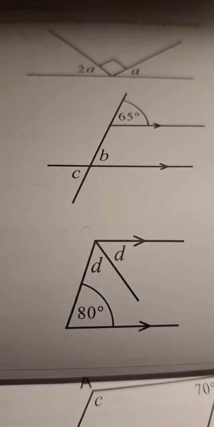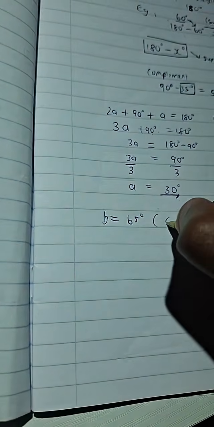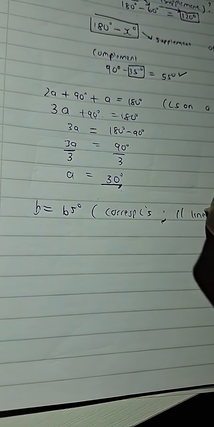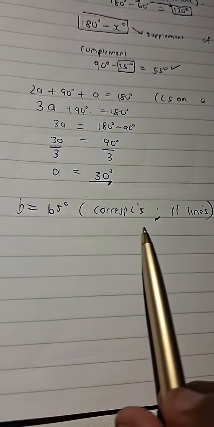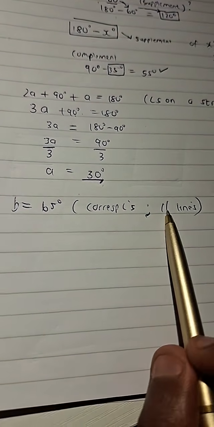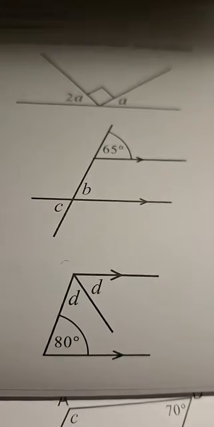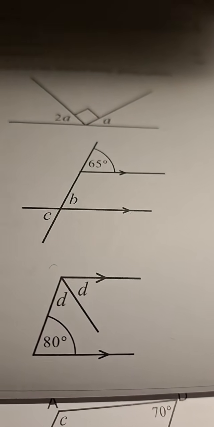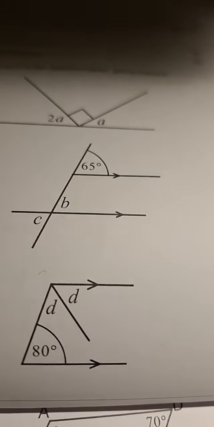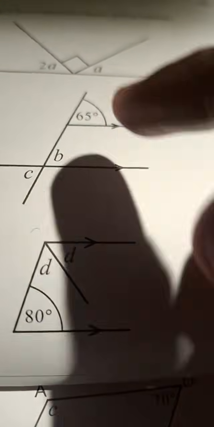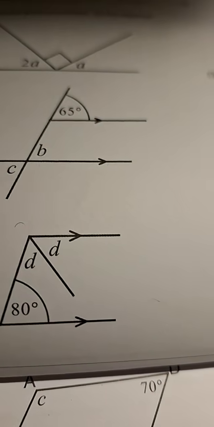Okay, B is 65 degrees. We get it, guys. Reason? Simple. B is equal to 65 degrees. We just write corresp angles, and then we indicate the parallel lines. We indicate that because we understand that the only way those angles would be equal is because the lines are parallel. Then what I would typically do, guys, is take my pencil, and after writing that answer, write 65 degrees in the place of B so that I update.